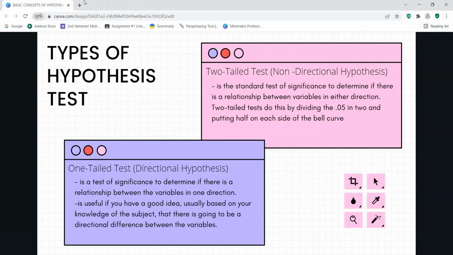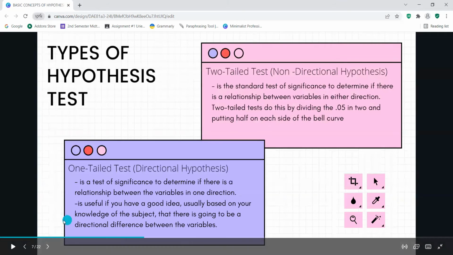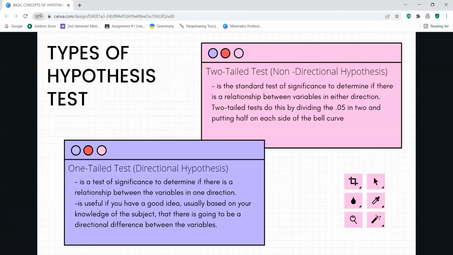of the normal distribution. The next type of test is the one-tailed test or the directional hypothesis. It is a test of significance to determine if there is a relationship between the variables in one direction. It is useful if you have a good idea, usually based on your knowledge of the subject, that there is going to be a directional difference between the variables. So there are two directions. It is the right and the left.